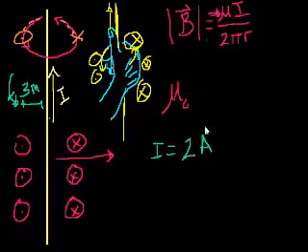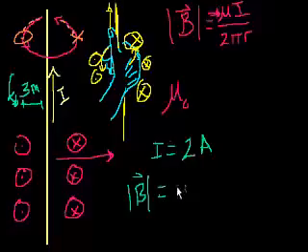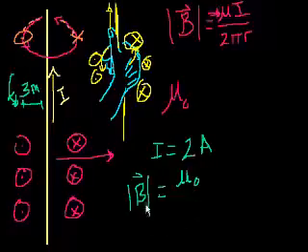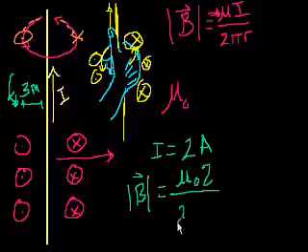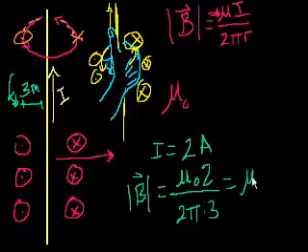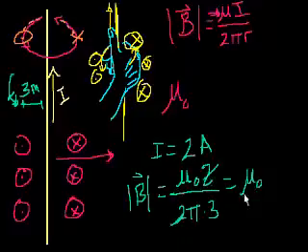Well, the magnitude is easy. We just substitute into this equation. The magnitude of the magnetic field at this point is equal to, and we assume that the wire is going through air or a vacuum, the permeability of free space, that's just a constant, it just looks fancy, times the current, 2 amperes, divided by 2 pi r. What's r? It's 3 meters. So 2 pi times 3. So it equals the permeability of free space, and the 2 and the 2 cancel out, over 3 pi. So how do we calculate that?